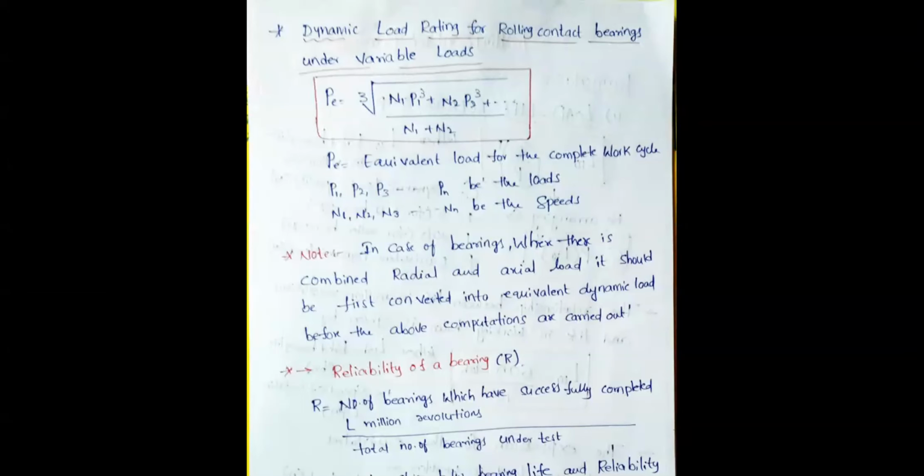Normally P is the equivalent load and P1, P2 are the individual loading conditions. Similarly N1, N2, N3 are the working speeds. Based on those P1, P2, P3 and N1, N2, N3, you have to convert into an equivalent loading condition, and based on the equivalent loading condition you can estimate the life of the bearing, or the life cycle of your bearing. All those things can be calculated. So this is another important relation. Frequently we ask questions based on this.